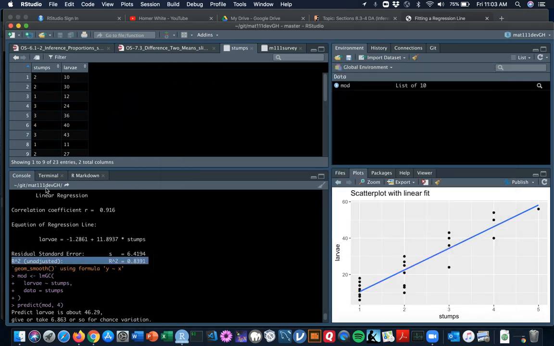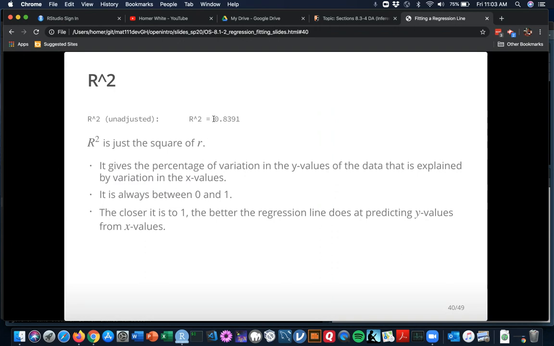Well, that R squared number actually puts a percentage on it. 83% of the variation in the larvae cluster values in our data can be accounted for by the variation in the stump numbers, from the 1 to the 5 stumps. Since R squared is the square of R, it's always going to be between 0 and 1. And the closer it is to 1, the better the regression line is going to do at predicting Y values off of X values for new observations that weren't in the original study.